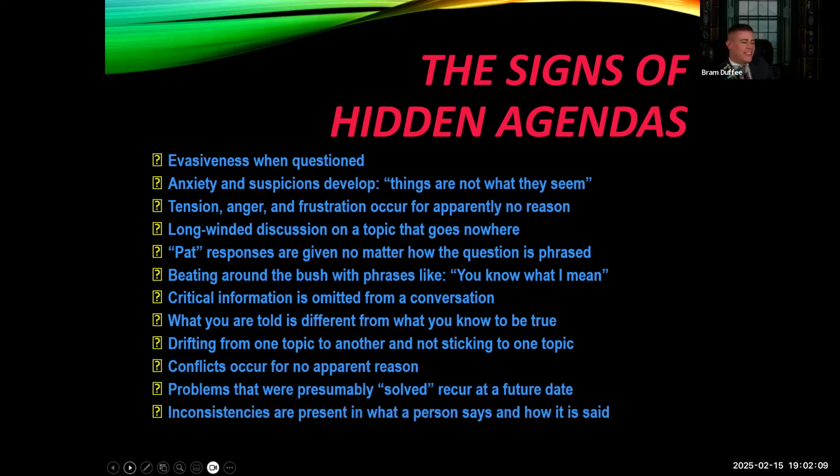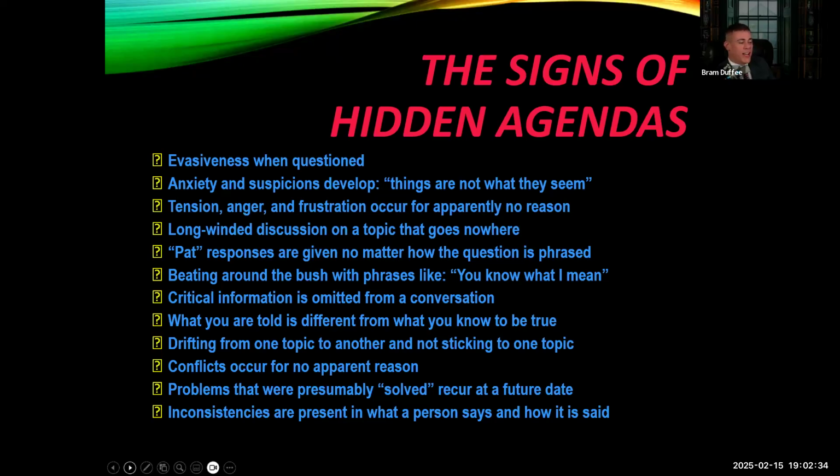Sometimes communication just doesn't feel right. You can't quite put a finger on it, but something feels off. And the words don't match the tone, or the actions don't match the statements. These are often signs of hidden agendas that are at play here. And so knowing how to spot them, like we said, is the first step to addressing them.